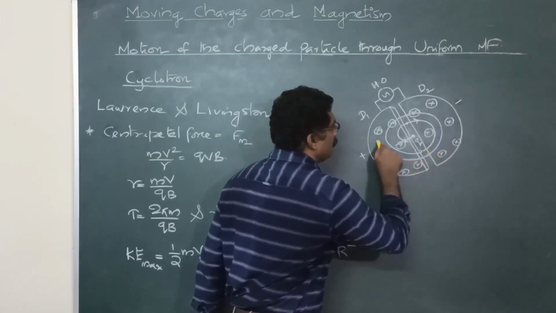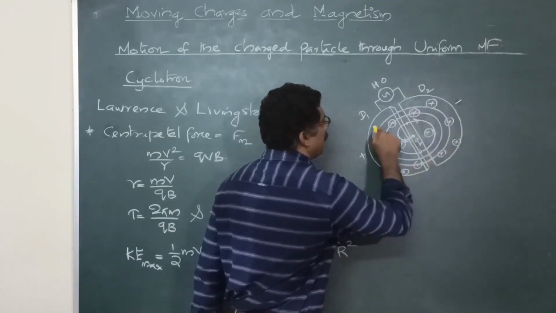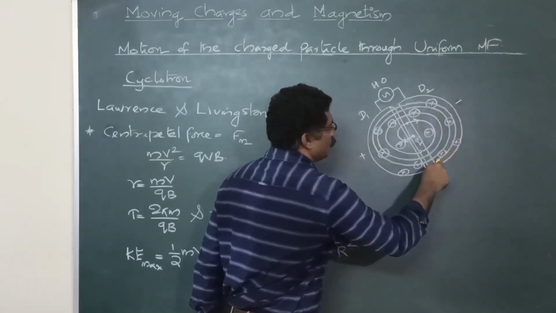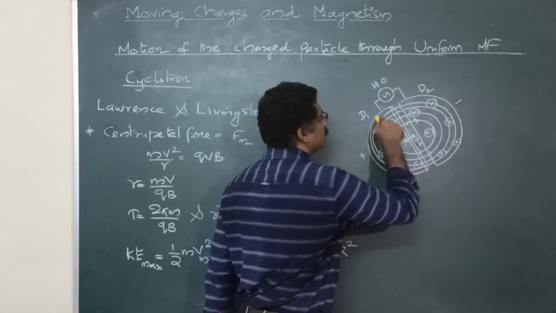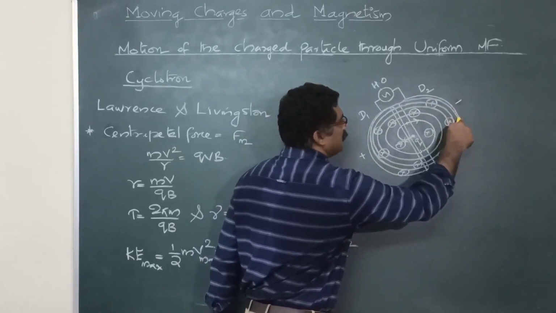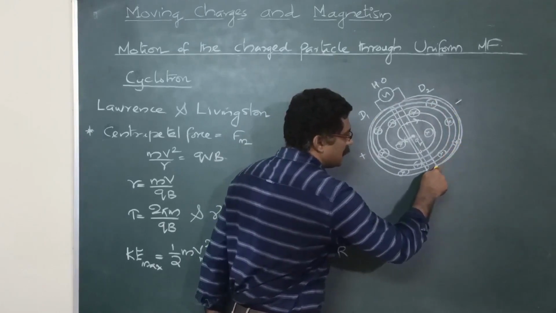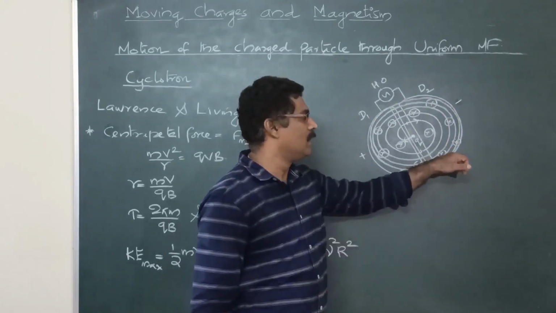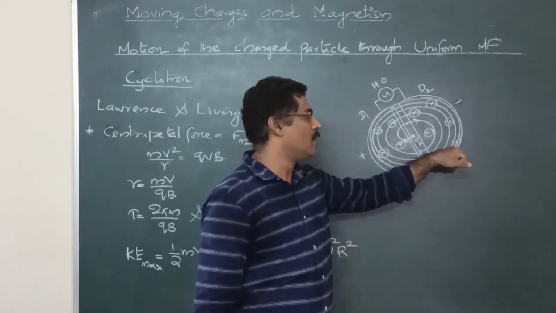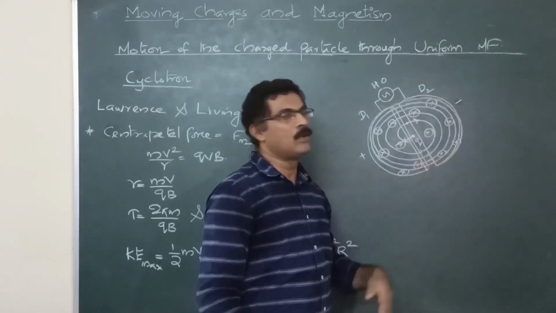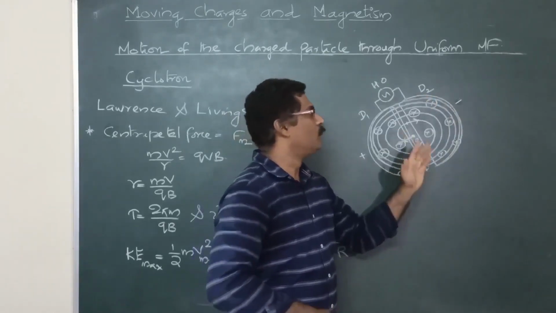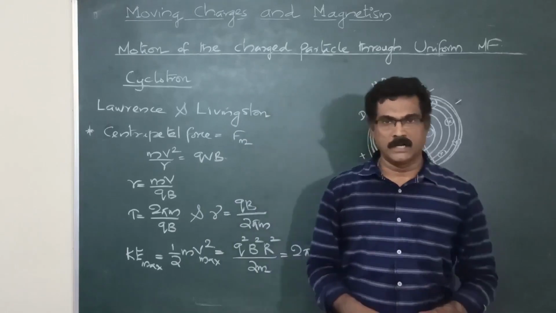So the charged particle will describe a spiral path, that is, a circular path of increasing radius, and it gets its maximum energy, or highest energy, when it reaches the periphery of the Ds. In this way you can accelerate the charged particle.